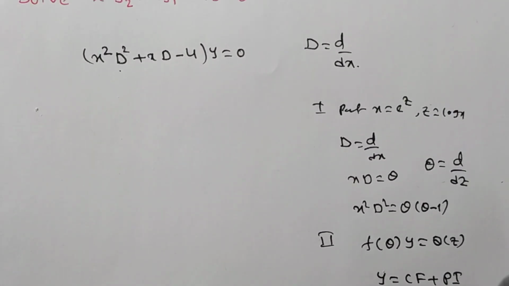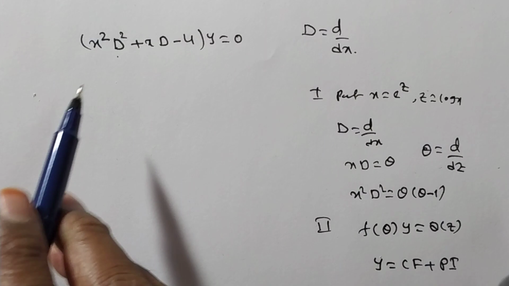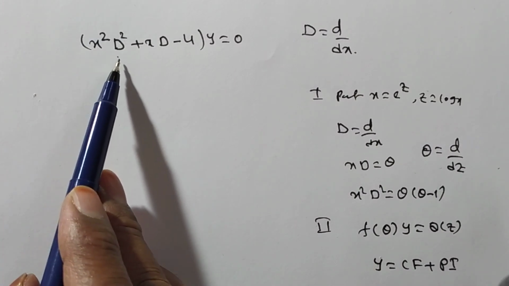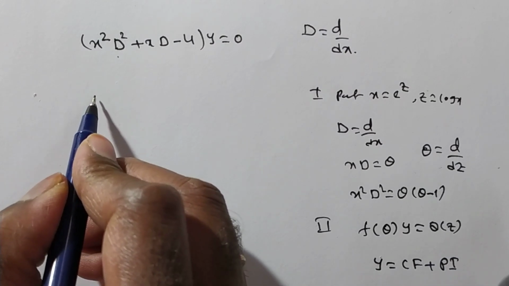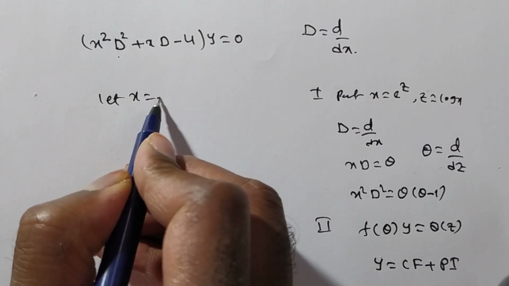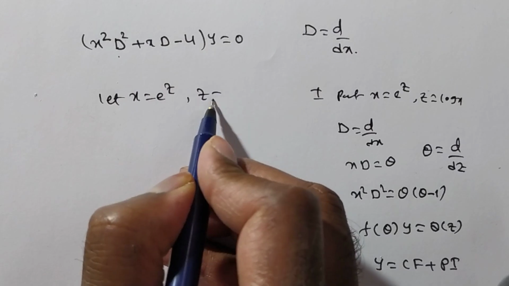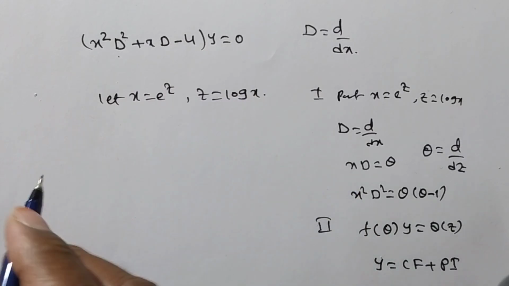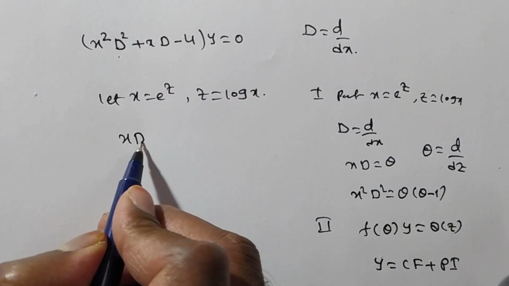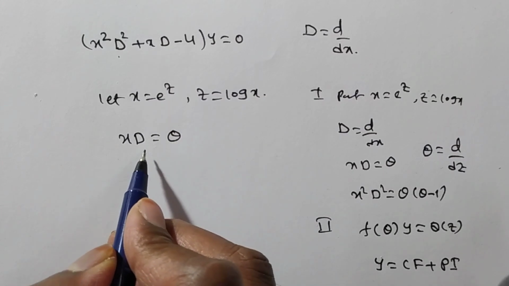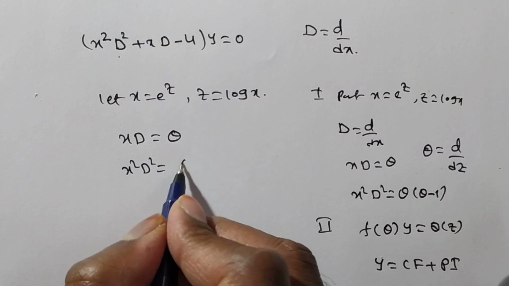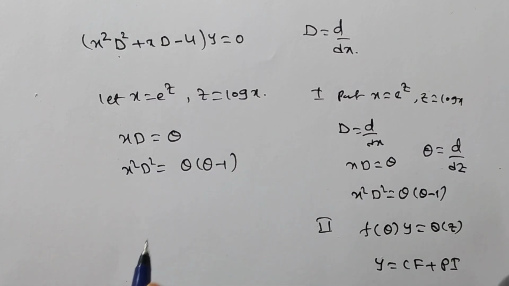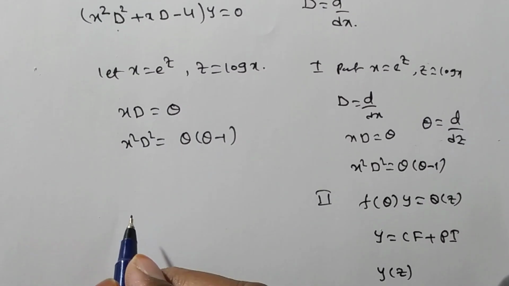Now the given differential equation, what we have, x square d square plus xd minus 4 into y is equal to 0. Now what I have to consider here in the first step, let x is equal to e to the power of z. That implies z is equal to log x. Now xd also I am writing as theta, where theta is nothing but d by dz. Next, x square d square you can write as theta into theta minus 1.